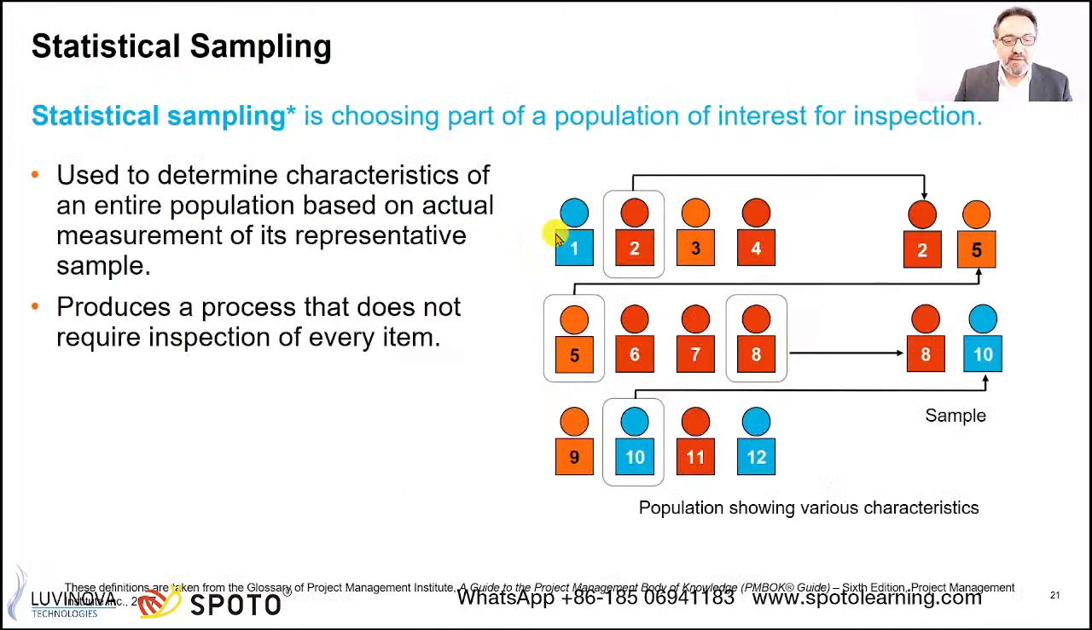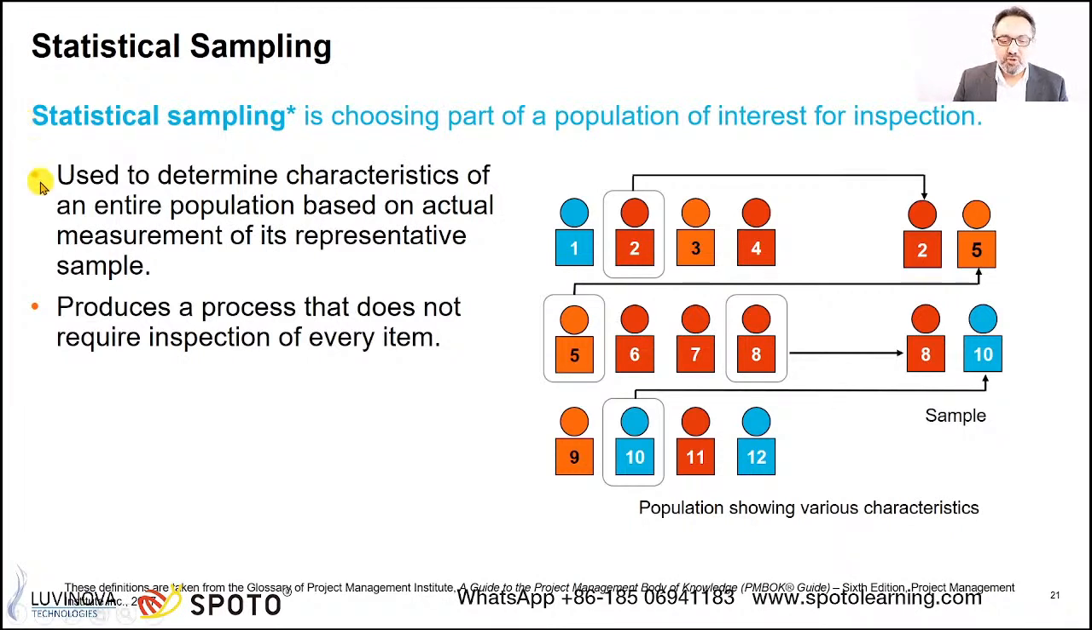Another one is statistical sampling, and from the name it's talking about inspection. It belongs to measurement for the quality of our products, belongs to the control quality before you go and deliver. So statistical sampling is choosing part of the population of interest for inspection. Because practically, if I want to inspect every single output, all the deliverables, it is so costly. So that's why in inspection we always go for a sampling or statistical sampling approach.